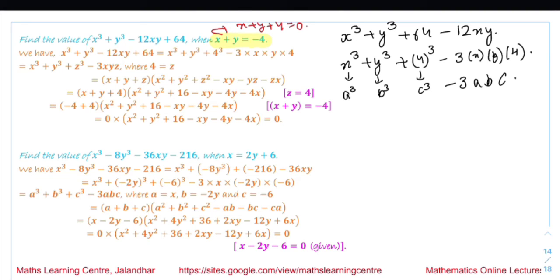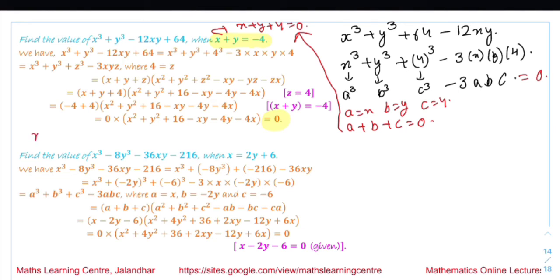So what does this mean? We are saying a = x, b = y, c = 4. So we have a + b + c equal to 0. This tells us that a + b + c is equal to 0. And we know that when a + b + c is equal to 0, then this term will be equal to 0. So our final answer will be equal to 0.